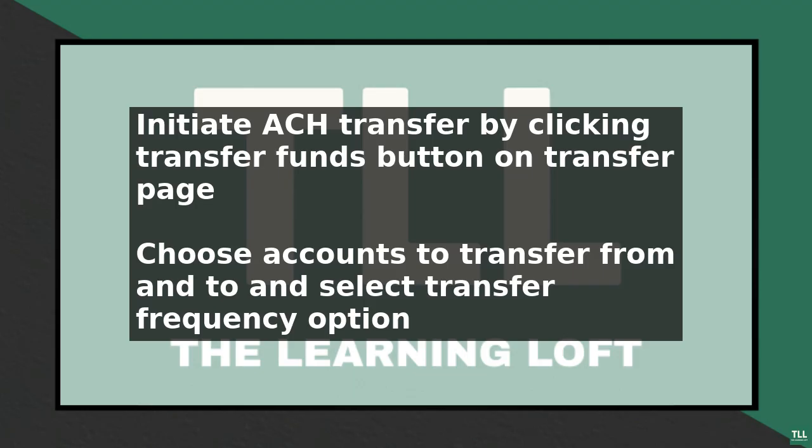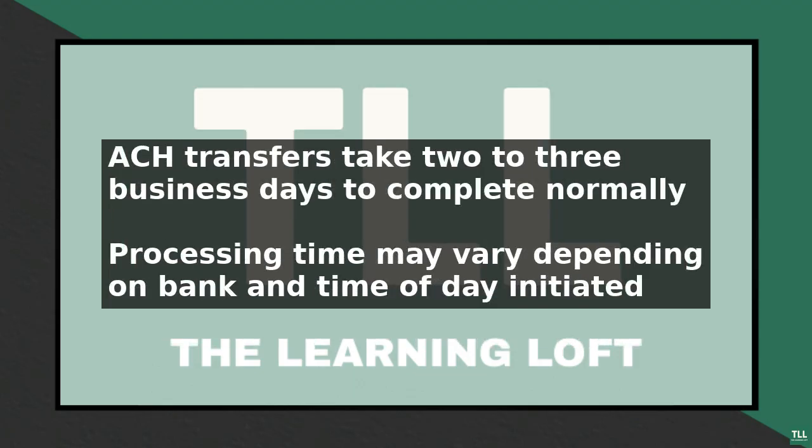Betterment ACH transfers typically take 2 to 3 business days to complete. However, the exact processing time may vary depending on your bank and the time of day you initiate the transfer. It is also important to note that ACH transfers are subject to certain limits and restrictions. For example, you may be limited to transferring a certain amount per day or per month.